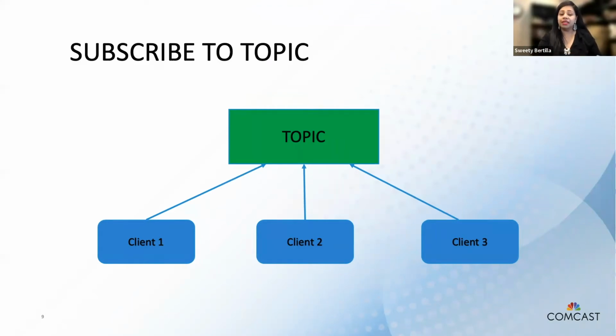Here you see there is a topic and there are different kinds of clients connected to the topic. That means they are subscribing to this topic. Client 1 can be an Android client, client 2 can be an iOS client, and client 3 can be a web client. It doesn't matter. All of them are clients and they can subscribe to the same topic.